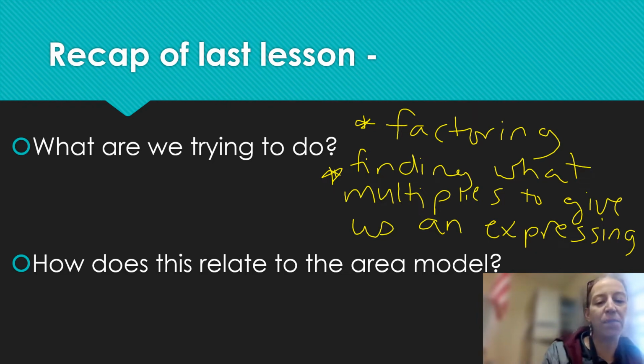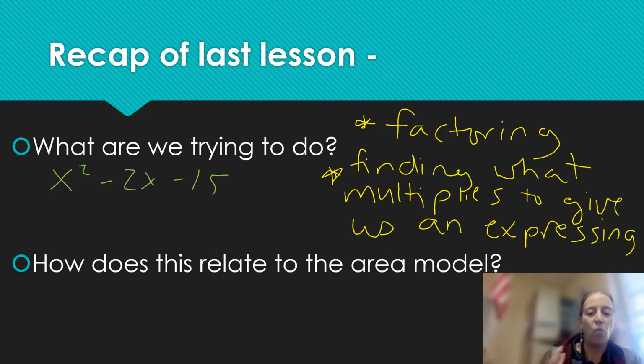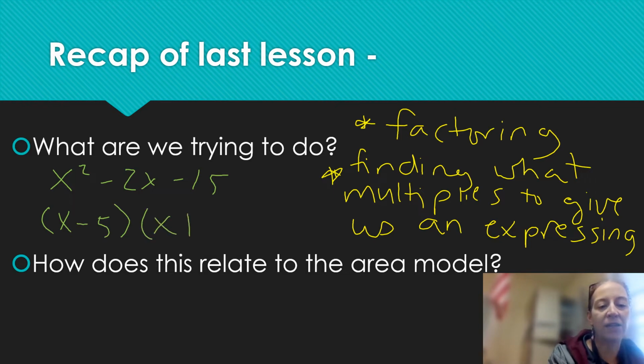So for examples, you can see kind of an illustration. If somebody were to say x squared minus 2x minus 15, okay, you would be asked what two things multiplied would give you x squared minus 2x minus 15. And the answer to that would be x minus 5 and x plus 3. Those are the two factors. So x minus 5 would be one of the factors and x plus 3 would be the other factor.